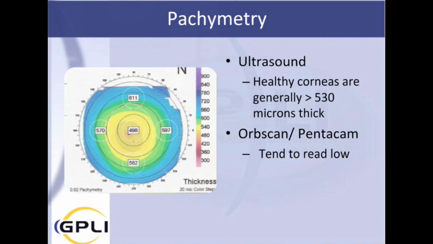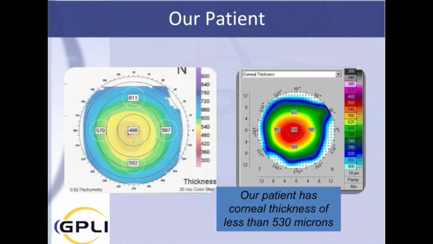In our patient, the orb scan read the central pachymetry value as 498 microns, while the pentacam read it as 506 microns. Ultrasound pachymetry, however, showed 515 microns. All of these are lower than the expected 530 micron limit, but definitely could be within the normal range.